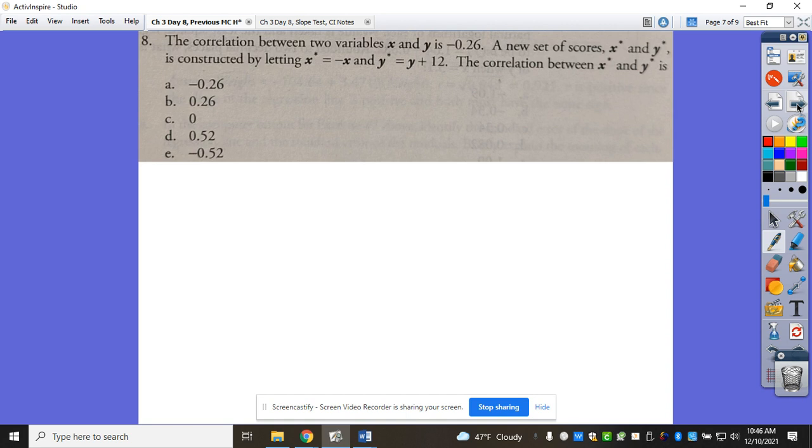Which one of those does nothing to our r? Y plus 12. It does not care about converting units like that. You could think about it like if these were on a graph and this were 10 and this were 20, and I added 12 to each of those.